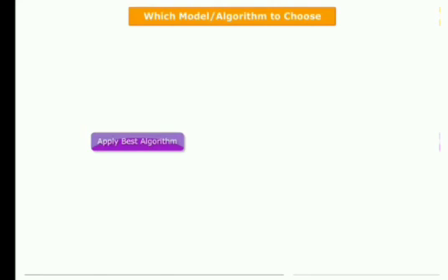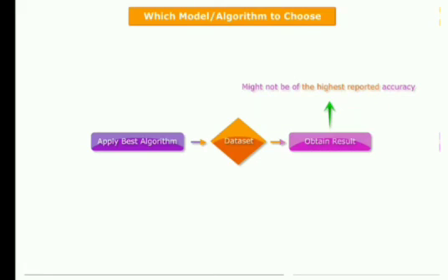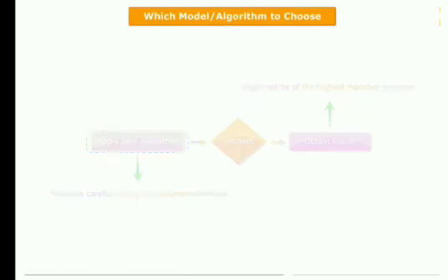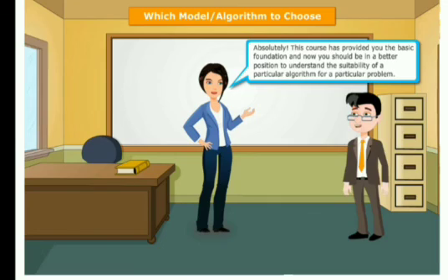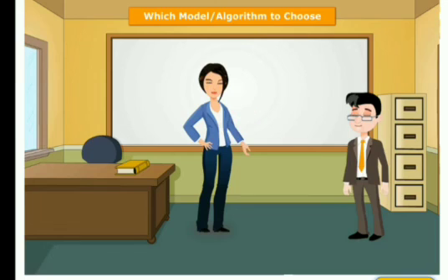Even after applying the best algorithm, you will find that the achieved result might not be of the highest reported accuracy. This is because an algorithm usually requires careful tuning and extensive training to obtain its best achievable performance. It means that we need to study each algorithm extensively to understand how to use them effectively and what results to expect from them. Absolutely. This course has provided you the basic foundation, and now you should be in a better position to understand the suitability of a particular algorithm for a particular problem.